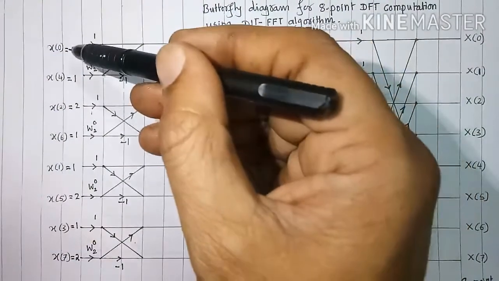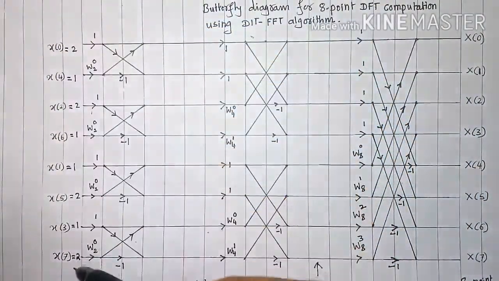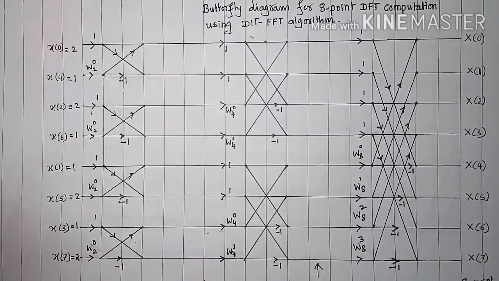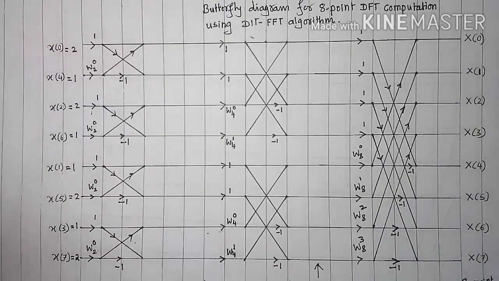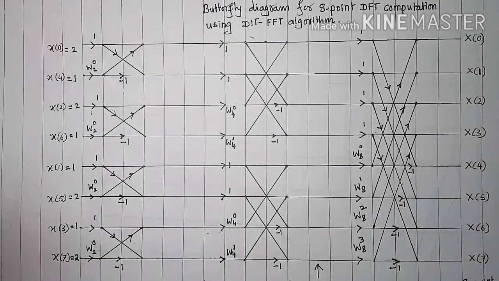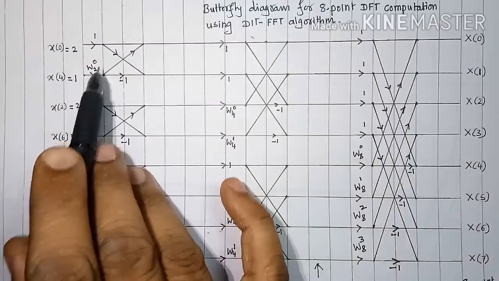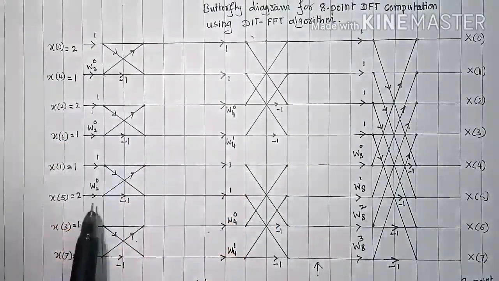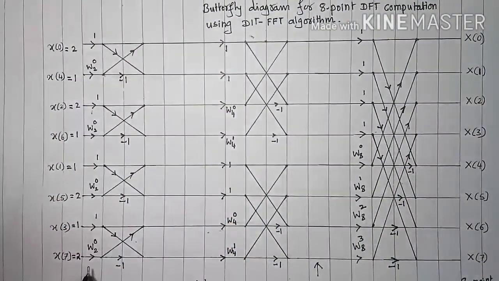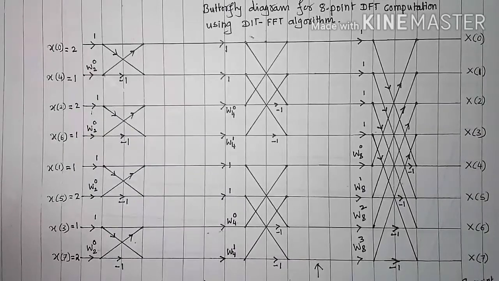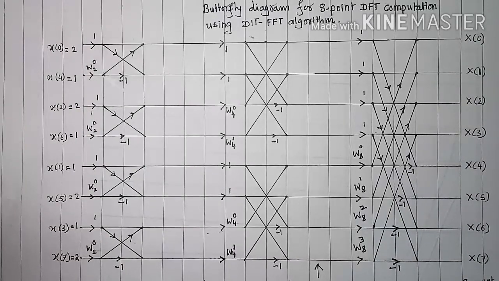Now you can see the input sample values which we wrote in the table before coming to this stage. And also you can observe here W2 raised to 0, W2 raised to 0, W2 raised to 0 and W2 raised to 0 for 2-point computation of DFT.